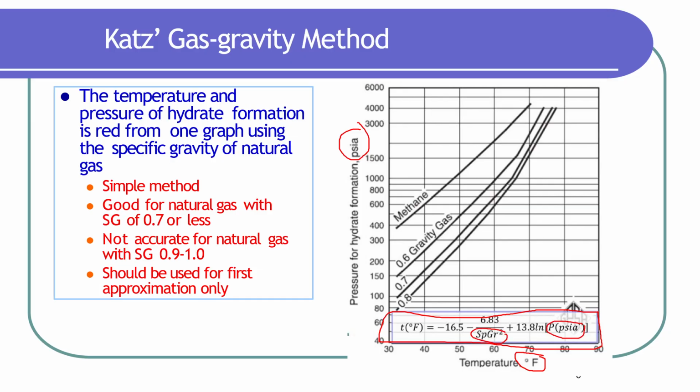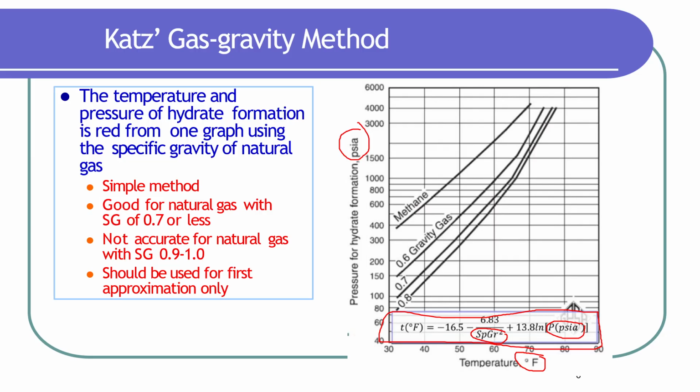But you need to keep in mind that this chart normally is applicable if the specific gravity of the gas mixture that you are using is less than 0.7, or at most 0.7. If you are at 0.8, 0.9 or 1, then the correlation or this chart will give you a large error. This means that you cannot really count on these empirical charts to calculate, for example, the hydrate formation condition for non-sweet gas, or for gas with specific gravity more than 0.7.